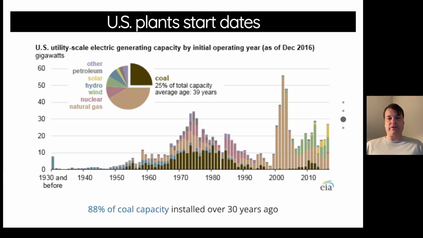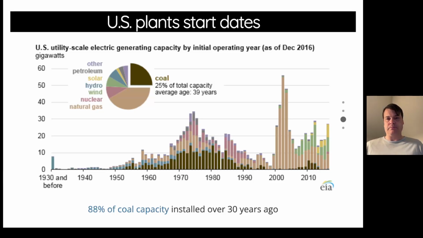88% of coal capacity was installed over 30 years ago. So there aren't really any new coal generation plants being created in the United States. And that can cause some issues as they provide a lot of important base load. Some of that's being taken up by natural gas, but as the increase of renewables like wind and solar happens, some of that base load needs to be replaced, and that's one of the challenges that's currently going on with power generation.